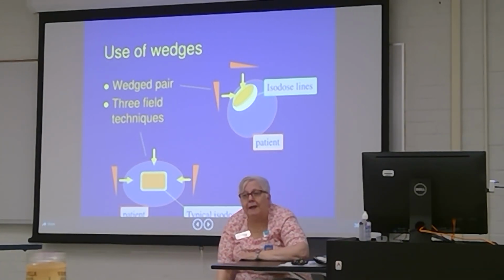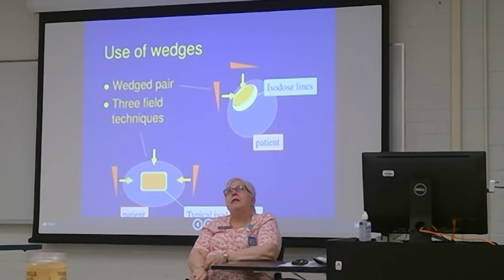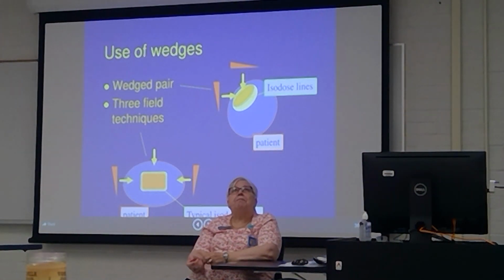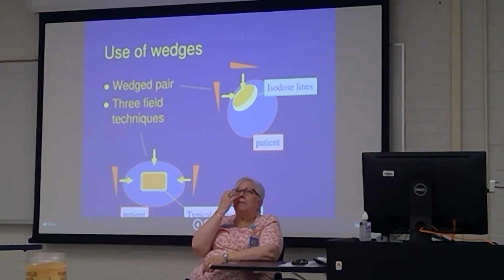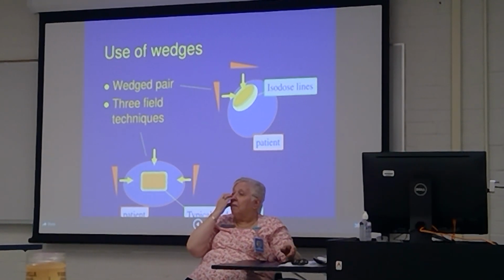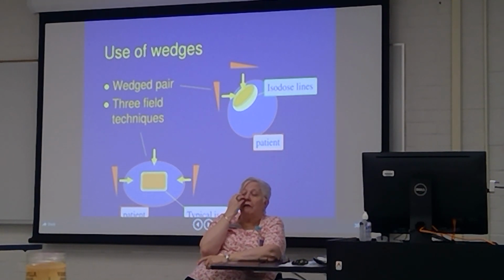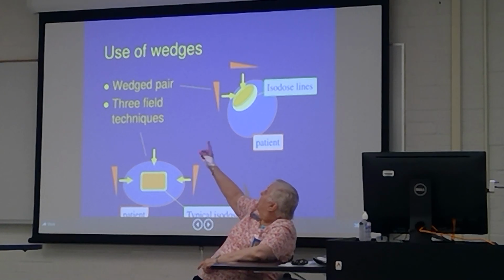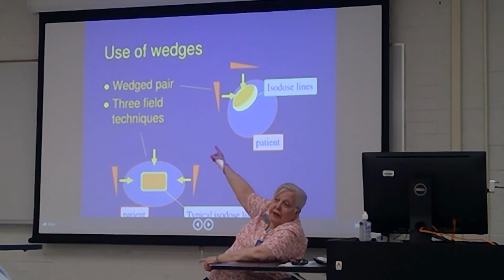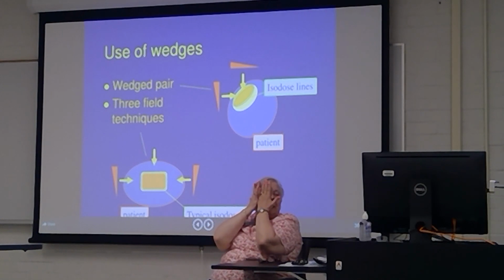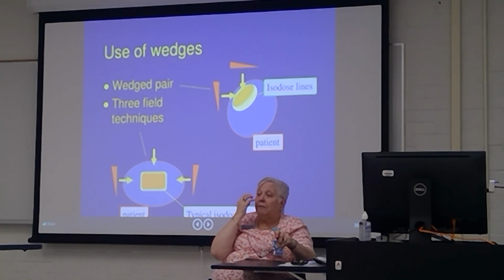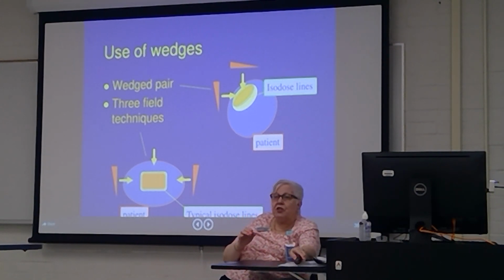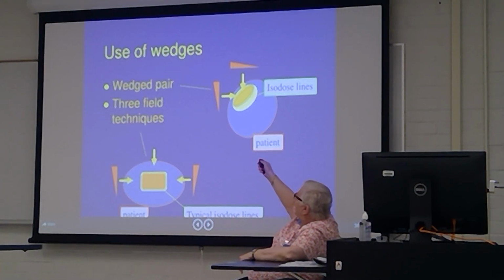So if we were treating the sinuses, maxillary sinus, which is right here, correct? You wanted to treat that. That would be ideal for that, because you'd be treating AP and a lateral. So you'd only be treating this side of the field, this side of the body. Does that make sense? That is your archetypical AP wedge pair.